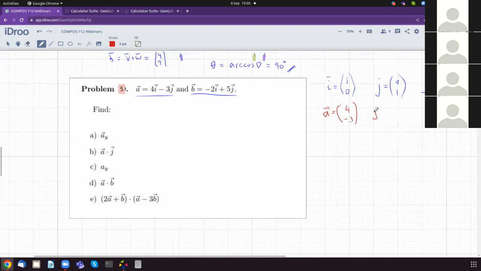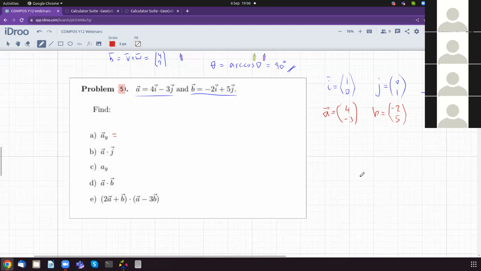A is 4i minus 3j, so it's 4, minus 3. B is minus 2, 5. So we've written them as column vectors. AY is actually the projection of A onto the y-axis. So it's the y component.